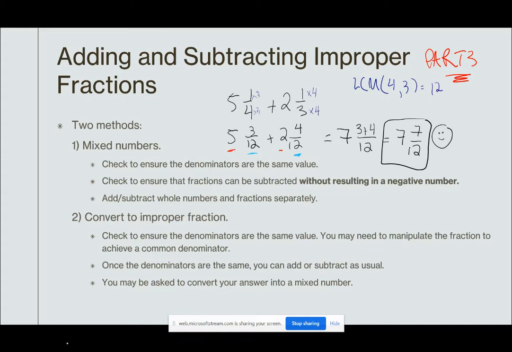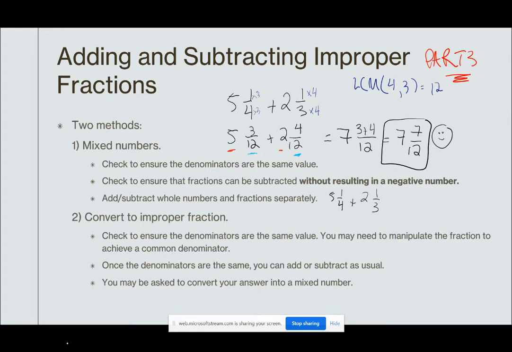If you have to change your own denominators, you might end up with some really big funky numbers. So the mixed number method may be better for that, but if we were going to do this same problem as improper fractions, I'll just quickly write it in here. 5 1/4 plus 2 1/3. I'm going to quickly convert this to improper fractions.